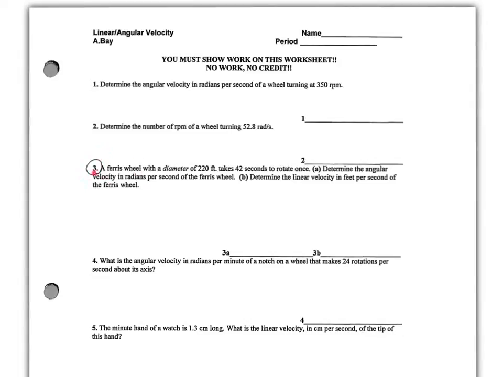Number 3: a Ferris wheel with a diameter of 220 feet takes 42 seconds to rotate once. That means one revolution in 42 seconds. We need the angular velocity in radians per second, so just change 42 seconds for a rotation into radians per second. Secondly, determine the linear velocity. So that's our formula.